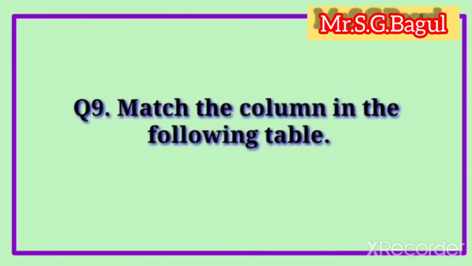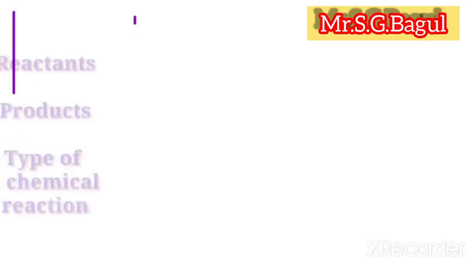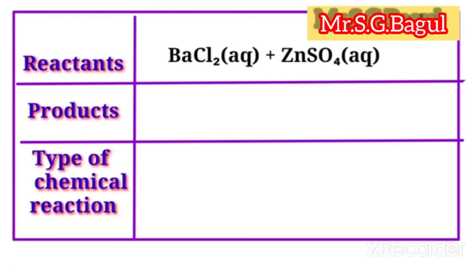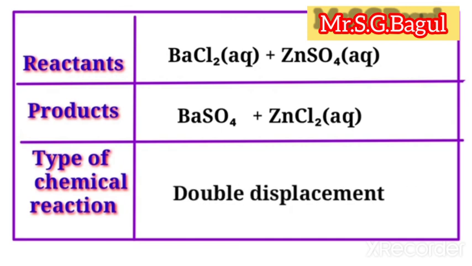Question 9. Match the column in the following table. Reactant, product, type of chemical reaction. Here answers are directly given. Reactants BaCl2 plus ZnSO4. Products BaSO4 plus ZnCl2. And the type of chemical reaction is double displacement.